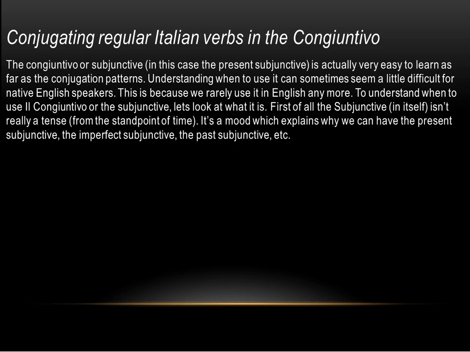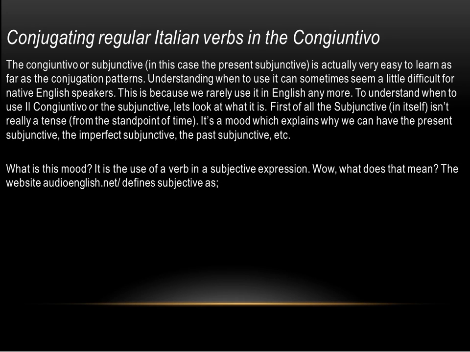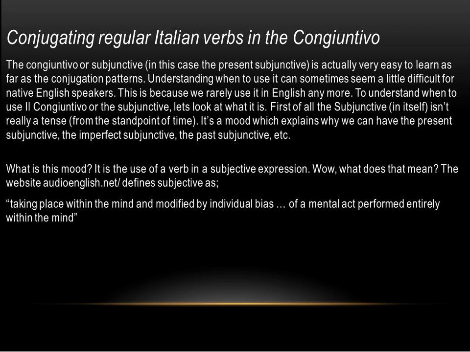First of all, the subjunctive in itself isn't really a tense from the standpoint of time, like past, present, future. Instead, it's a mood, which explains why we can have the present subjunctive, the imperfect subjunctive, the past subjunctive, etc. What is this mood? It is the use of a verb in a subjective expression. Wow! What does that mean? Well, the website audioenglish.net defines subjective as taking place within the mind and modified by individual bias, of a mental act performed entirely within the mind.